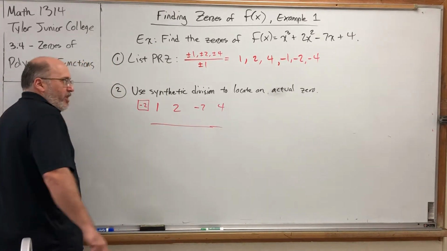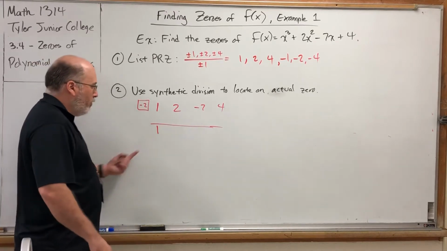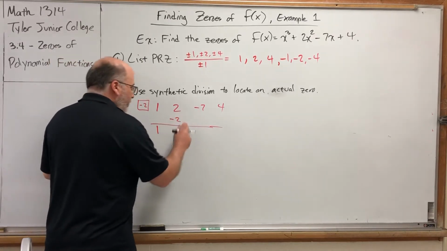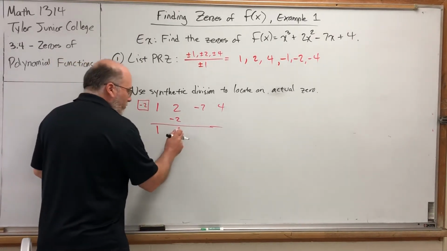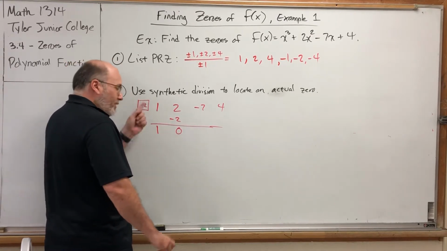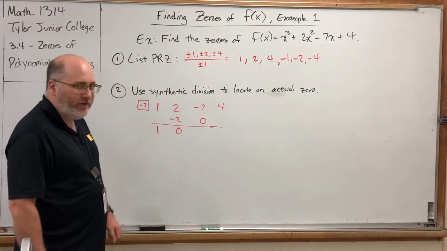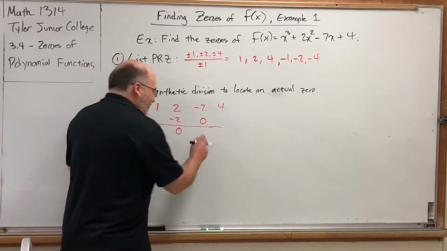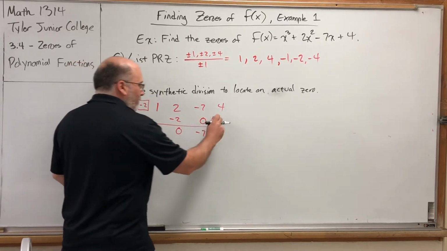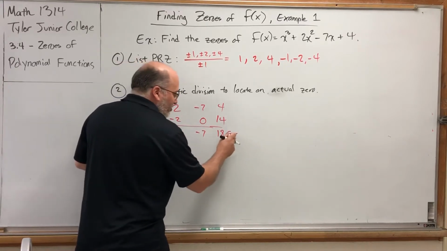So let's go through the synthetic division, remembering how it goes. Bring down the first number, multiply diagonally by the box. 1 times negative 2 is negative 2. Add: 2 and negative 2 is 0. Multiply by the box. 0 times negative 2 is 0. At this point, I can tell it's going to fail, but I'm going to go ahead and finish the work. Add to get negative 7. Multiply by the box. Negative 7 times negative 2 is 14. And finally, we add and get 18. This is not 0.